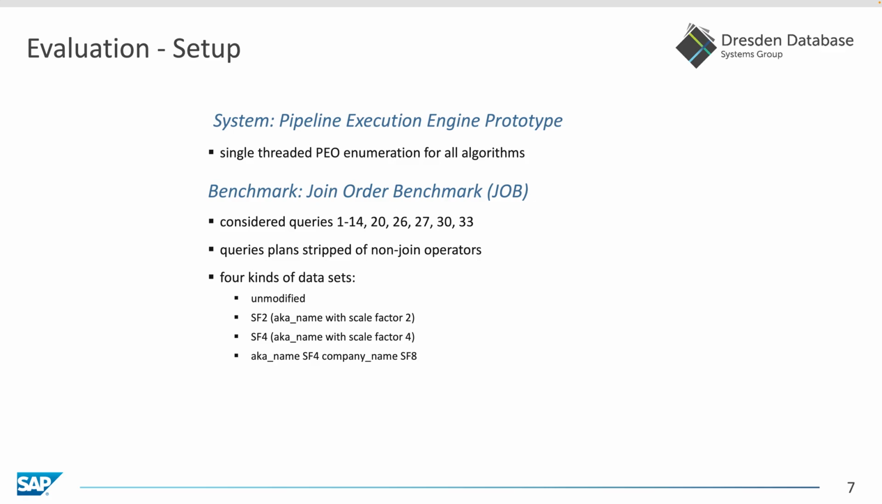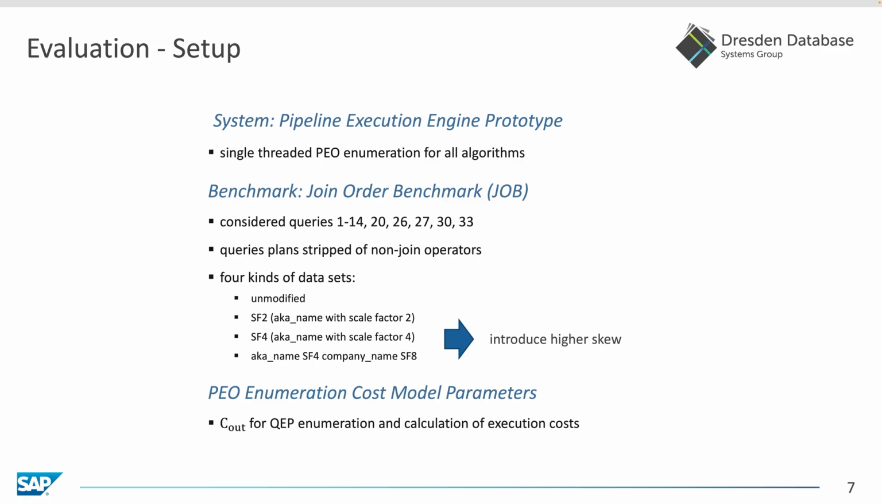We have the unmodified join order benchmark data set. We have the SF2 data set where the AK name column is scaled with a scale factor of 2. We have the SF4 data set accordingly, and the AK name SF4 company name SF8 data set. And we use those latter three data sets in order to introduce higher skew. Regarding the PEO enumeration cost model parameters, we set Cout as our cost model for QEP enumeration and also for the calculation of the execution costs of the pipelines.